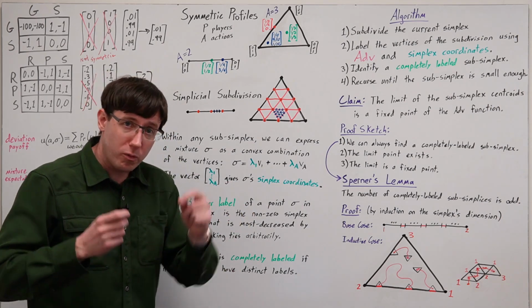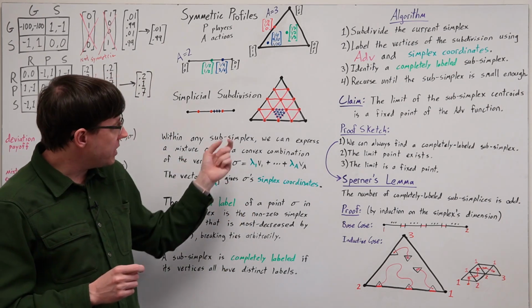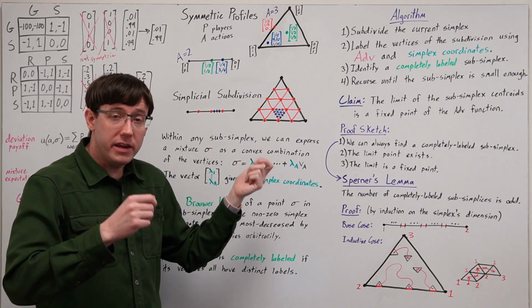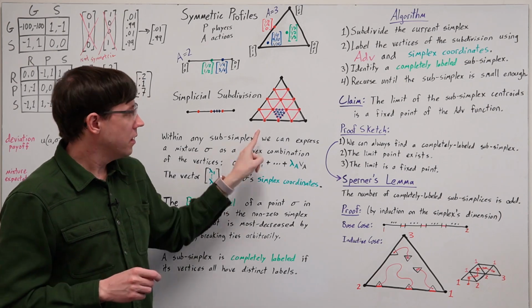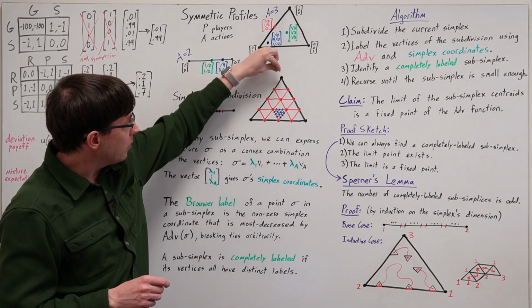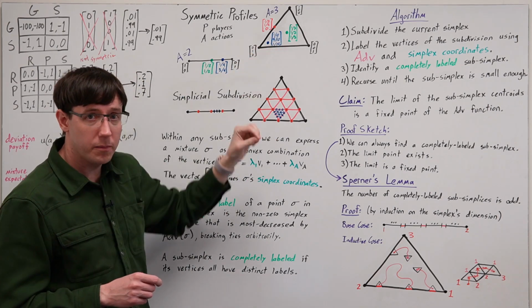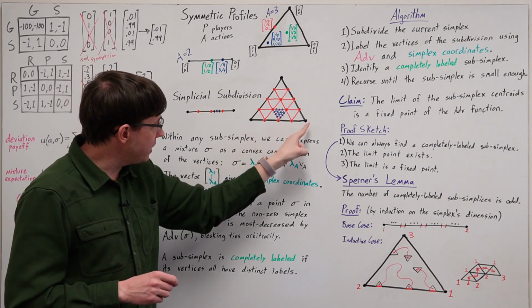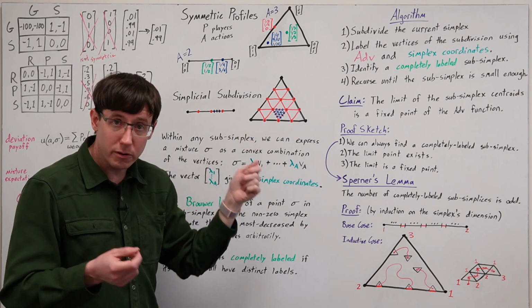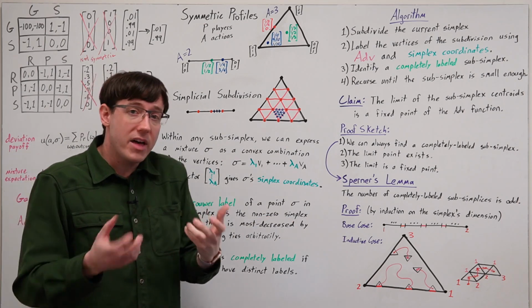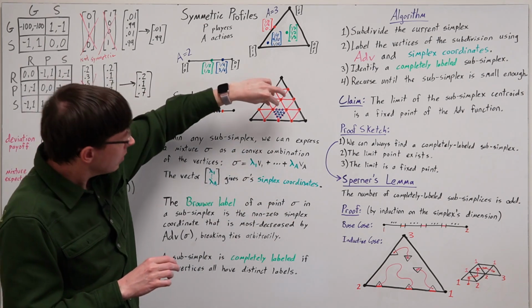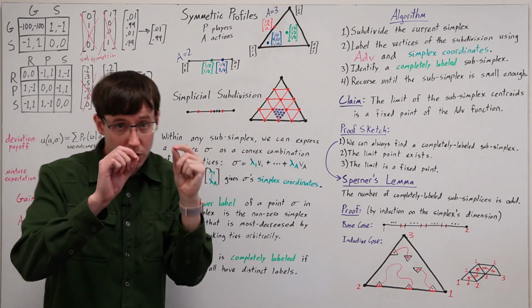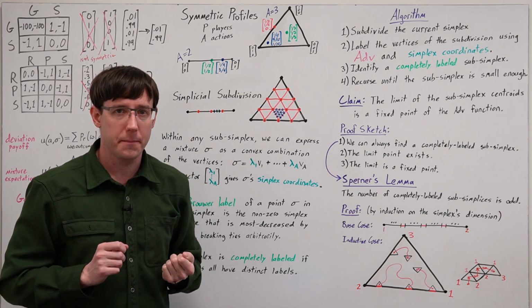But we are first of all restricting that label to only be one of the dimensions that is non-zero at that point. So this point could not have the label for this dimension. Its label will only be one of the non-zero dimensions. And that is, of course, in terms of the simplex coordinates for the subsimplex that we're currently operating on.